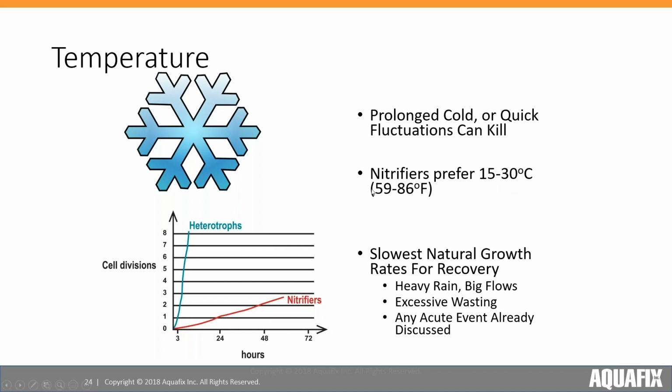Nitrifiers generally have a really hard time growing, even to maintain their populations, at lower temperatures, 15 Celsius or 59 Fahrenheit. And sometimes at higher temperatures, it's not so much that they're growing slowly, it's that they're having a really hard time acquiring oxygen. The amount of dissolved oxygen that you can get into your water at a higher temperature is much less than what you can get in there at a lower temperature. Although some populations may be adjusted to these lower or higher temperatures, generally to quickly increase the population of nitrifiers in this situation, additional nitrifiers need to be added.